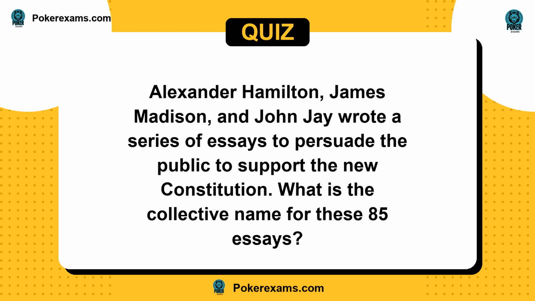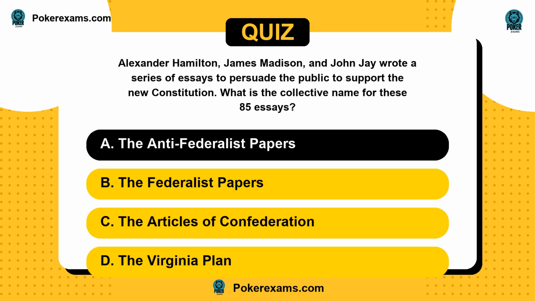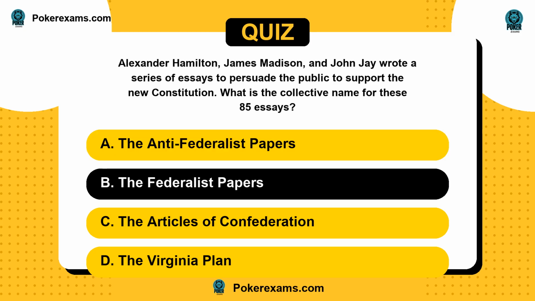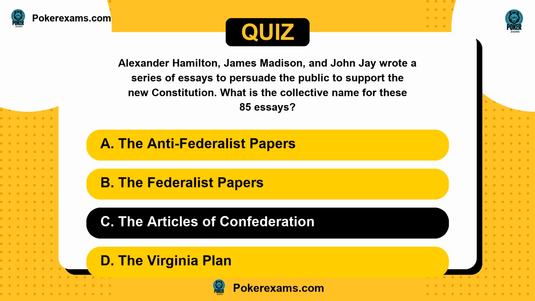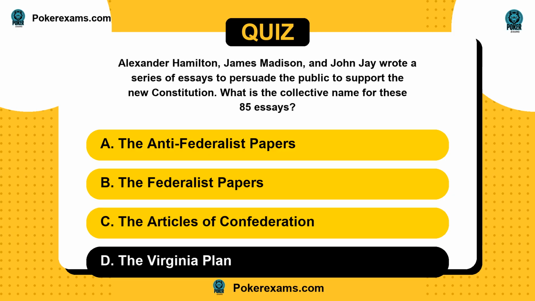Next question. Alexander Hamilton, James Madison, and John Jay wrote a series of essays to persuade the public to support the new Constitution. What is the collective name for these 85 essays? Is it A, the Anti-Federalist Papers? Or B, the Federalist Papers? C, the Articles of Confederation? Or D, the Virginia Plan?